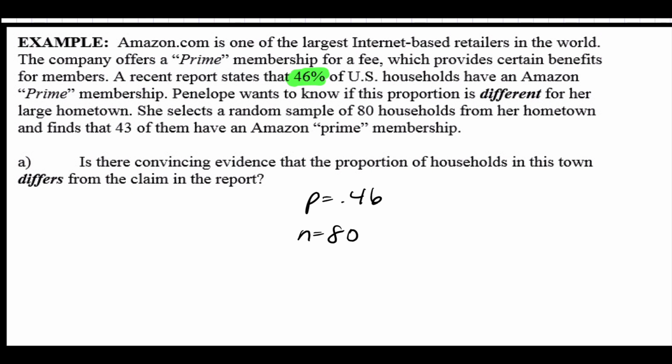Exactly. It's going to be a proportions question. So it's going to be p equals the true proportion. True proportion. Good. p hat is 43 out of 80, which is roughly a little over half. Yeah, 0.538, 0.5375.